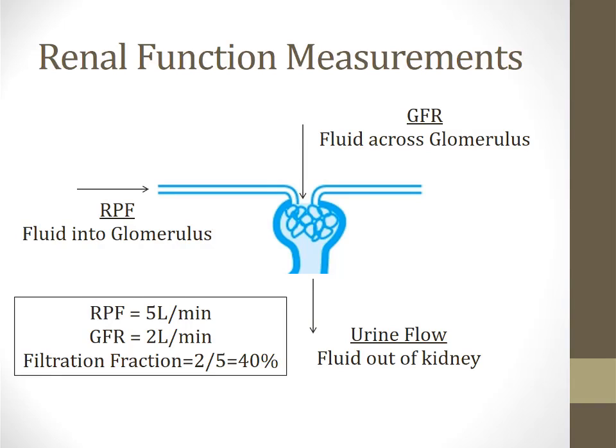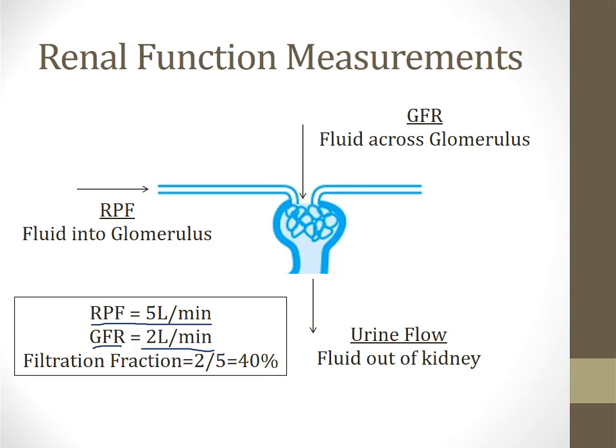This can be easier to understand if we put some actual numbers in. So let's imagine that the renal plasma flow is 5 liters per minute. This is the total volume flow of fluid into all the glomeruli in both kidneys. Let's further imagine that of that 5 liters per minute, 2 liters per minute crosses the glomeruli and enters the nephrons. Then the GFR would be 2 liters per minute.